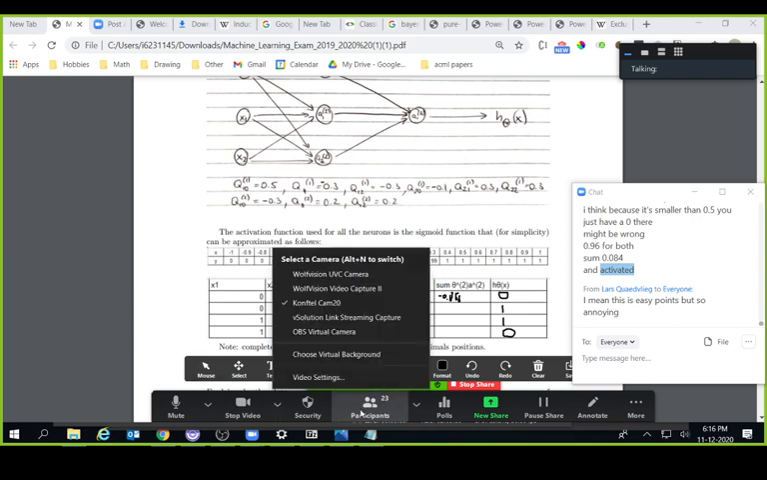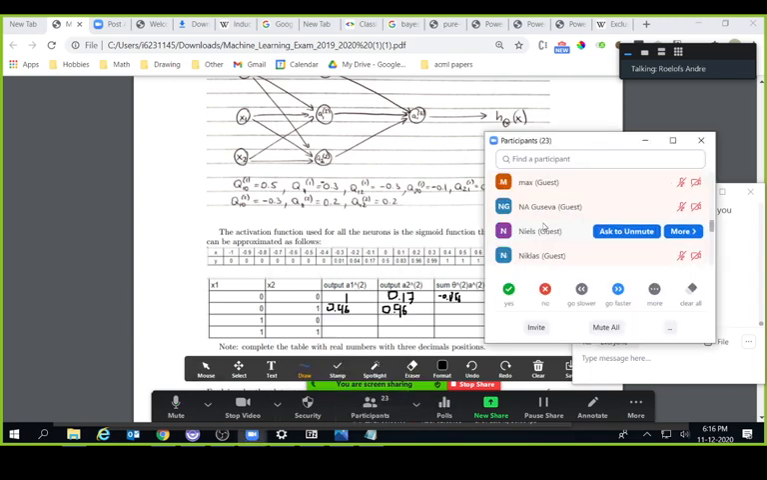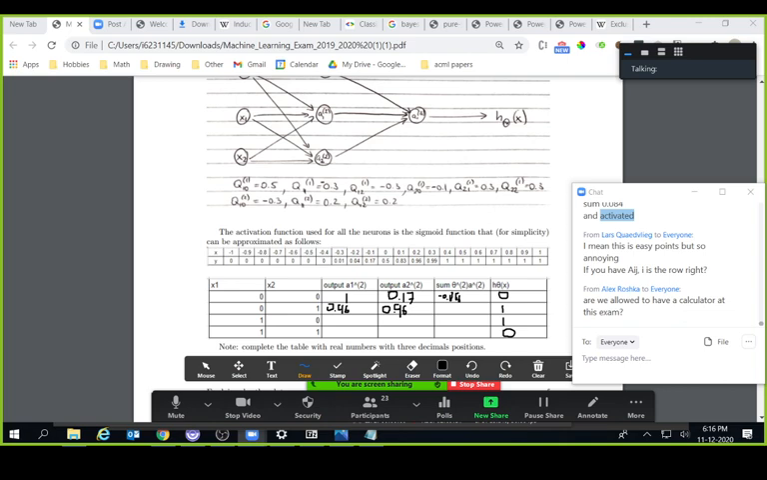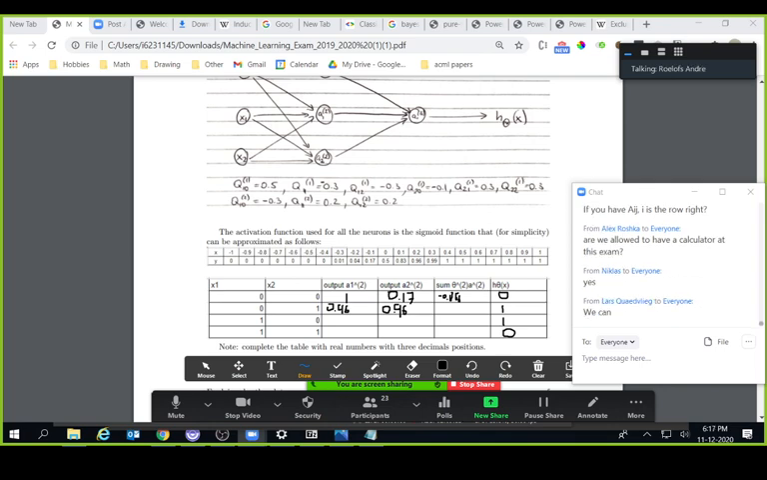Okay, so we still have 23 participants who have survived this far. Hey, Natasha, you came. Okay, so are we allowed to have a calculator at this exam? I am not a TA, guys. I have no idea. But having said that, yes, you do, I think. But do not quote me on this. I hear that on the session on Wednesday it was said that yes. But of course, you would not calculate something like this by hand.